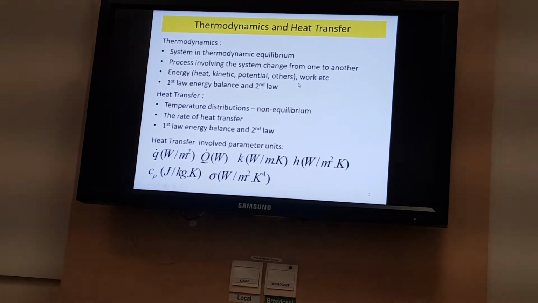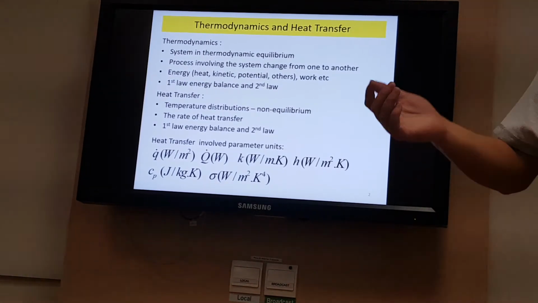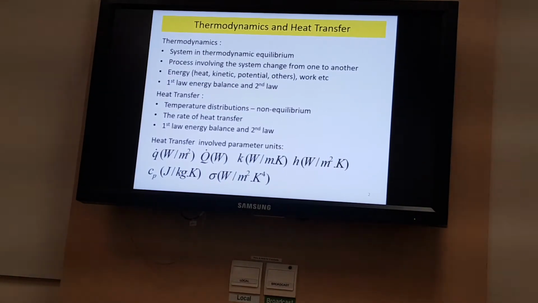Of course, we have three modes of heat transfer, right? For heat conduction, the parameter we will use later is the thermal conductivity, k. And h, which we will study later in convection, is the heat transfer coefficient, right? Also for radiation, later we have a parameter for that.